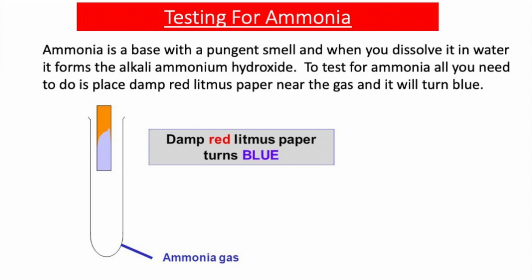Now to test for ammonia gas, all you need to do is place damp red litmus paper near to the gas, and if it is ammonia, this damp red litmus paper will turn blue. Even though ammonia has a characteristic pungent smell, this is not a chemical test. The chemical test is to add damp red litmus paper, put it near to the gas, and if the gas is ammonia, the damp red litmus paper will turn blue.